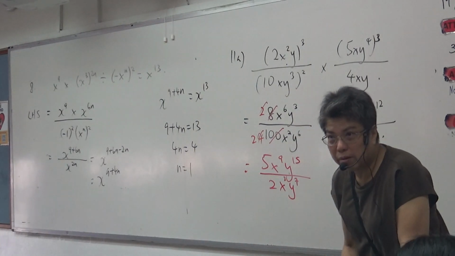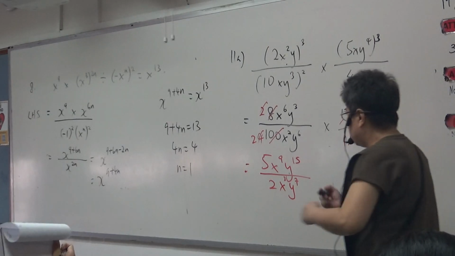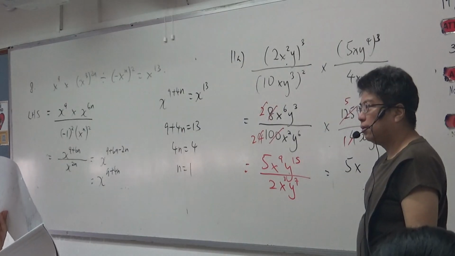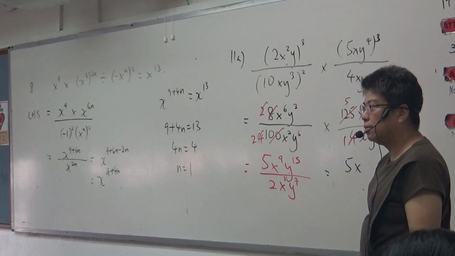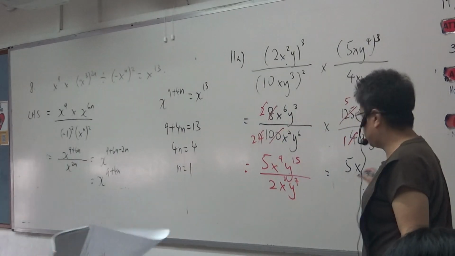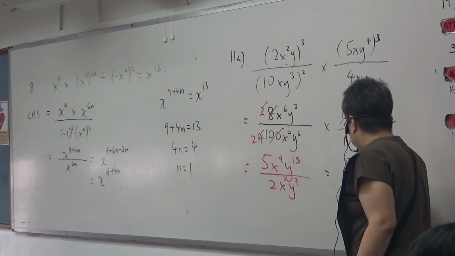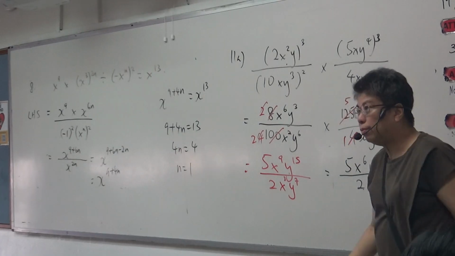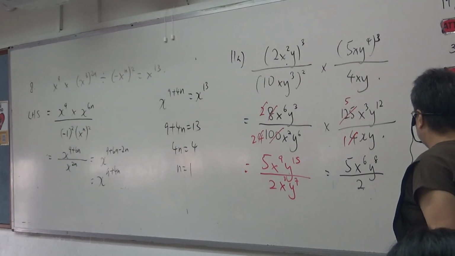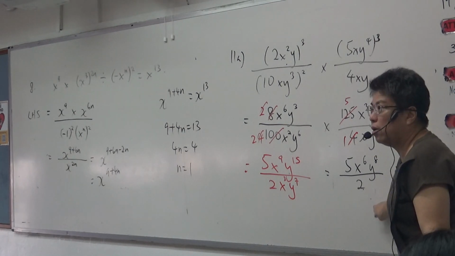Agree? Now, can you see I never rush? I will do it step by step. Then, can someone just tell me the answer now? 5x^1... 9 and 3, so x^6, y^8 over 2. Now, mind you, this is the same as 5 over 2 x^6 y^8, it's the same. But I rather you leave it like that so that you are clear.